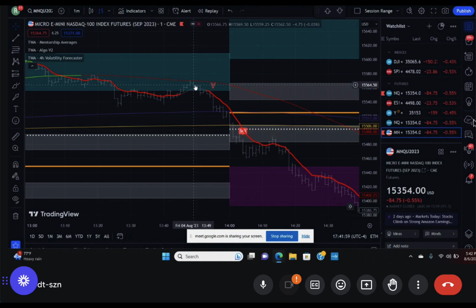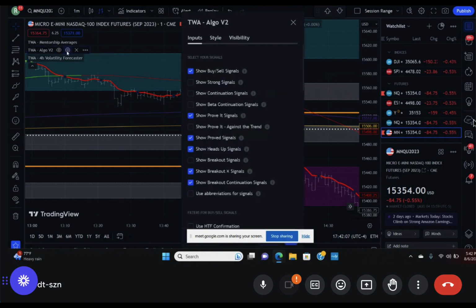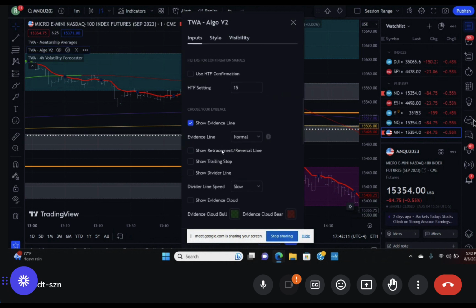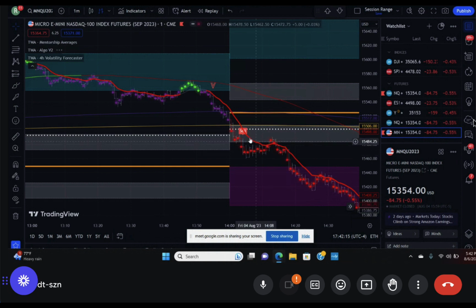Okay, yeah, makes sense. So now let's go ahead and turn on the retracement and reversal line. There we go, and we'll hit OK on that. So if we can click on the candles. There we go.